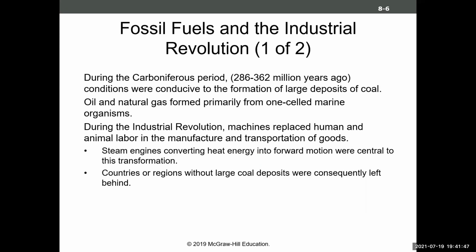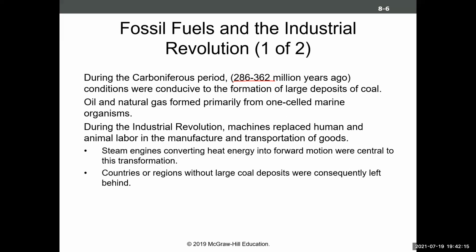So during the Carboniferous period, so we're talking about hundreds of millions of years ago, so anywhere from 280 to about 350 million years ago, the conditions on the Earth were pretty different compared to today. And the environmental conditions were really conducive to the formation of coal deposits.